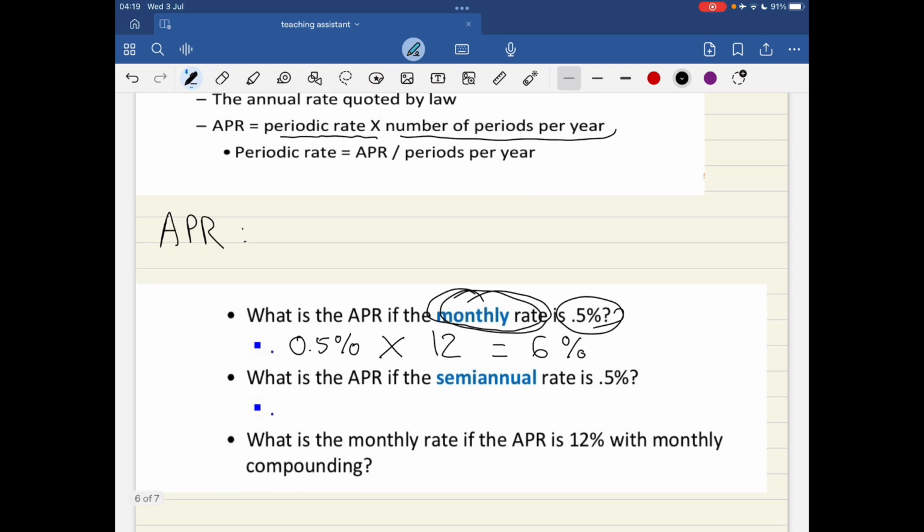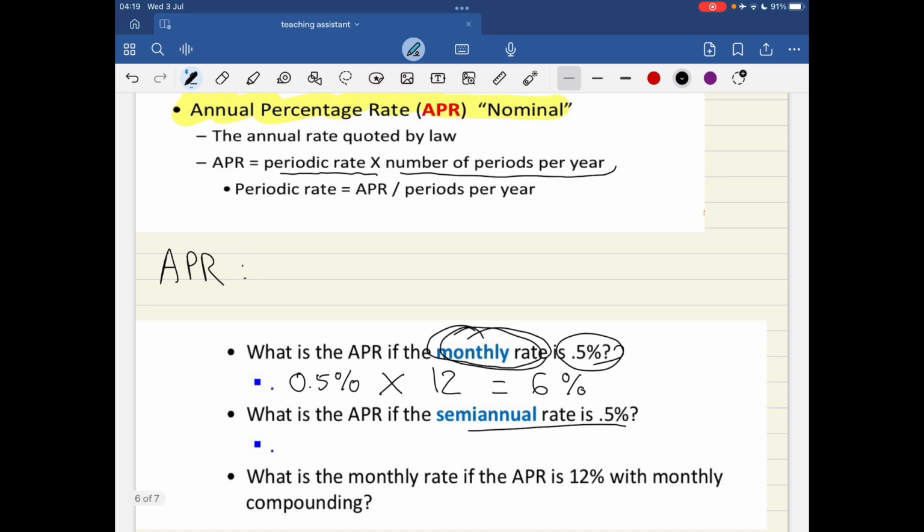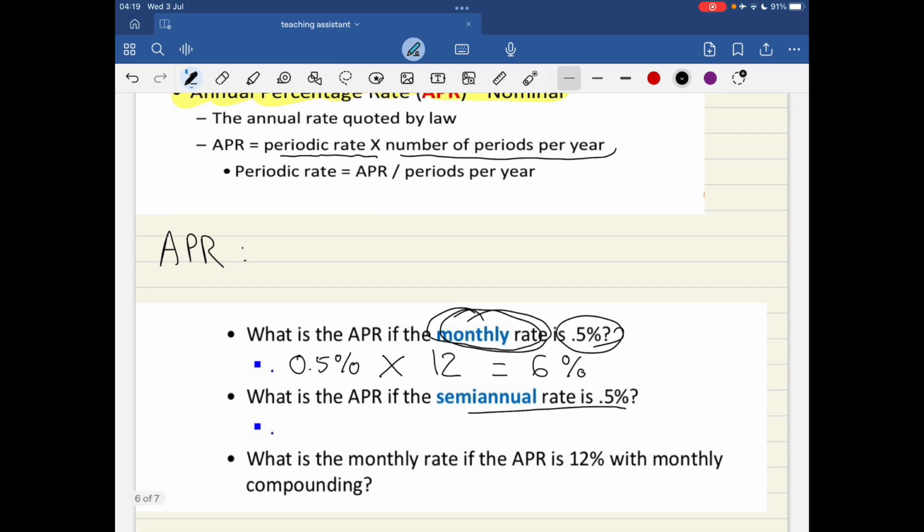So what is the APR if the semi-annual rate is 0.5%? Semi-annual means you calculate 2 times per year. It's calculated twice per year, which means 0.5% times the number of periods per year, 2 periods, because it's calculated semi-annually. So it's 2, and this one equals 1%.